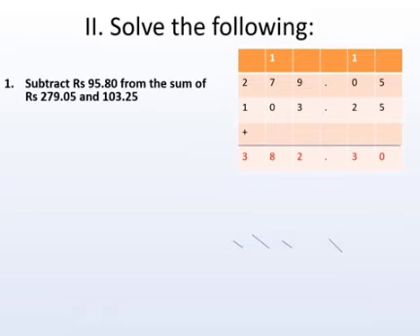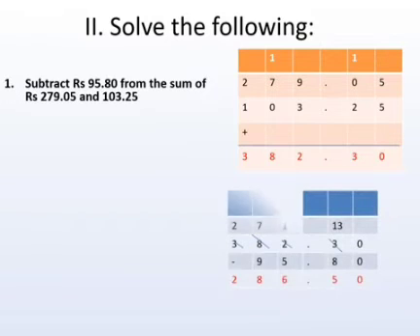5 plus 5 is 10. 0, 1 carry. 1 plus 2 is 3. Keep the decimal point as it is. 9 plus 3 is 12. 2, 1 carry. 1 plus 7 is 8. 2 plus 1 is 3. So what is the sum of 279 rupees 5 paise and 103 rupees 25 paise? Yes, the answer is 382 rupees 30 paise.